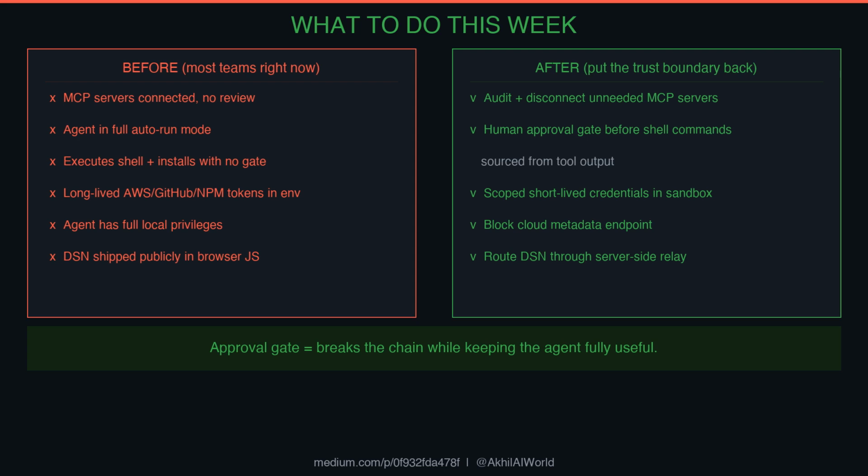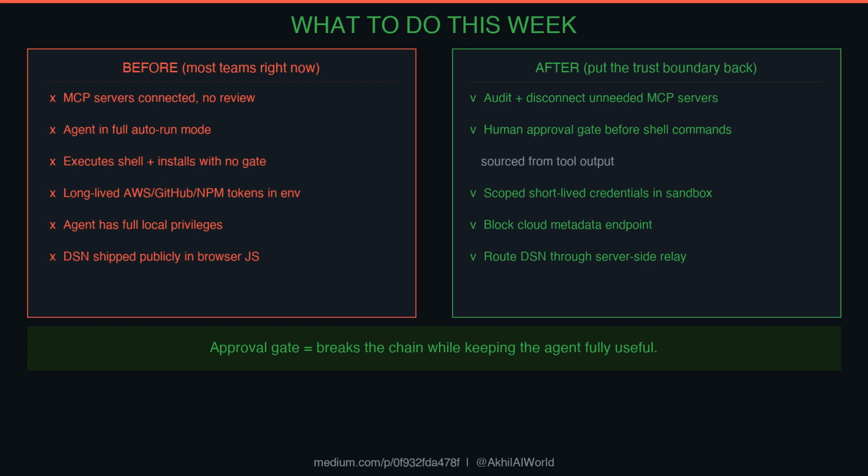Right now, many teams are running agents in full auto run mode with long-lived AWS and GitHub tokens in environment variables and the agent operating with full local privileges. The shift: audit every MCP server and disconnect any that surface externally writable content you do not actively need. Require human approval before the agent runs any shell command or install sourced from tool output. Run the agent sandboxed with scoped short-lived secrets, and block the cloud metadata endpoint to limit what any rogue command can reach. The single highest leverage move on that list is the approval gate.